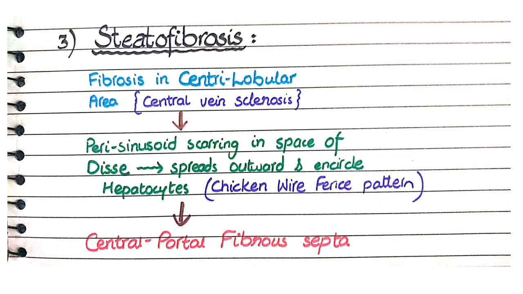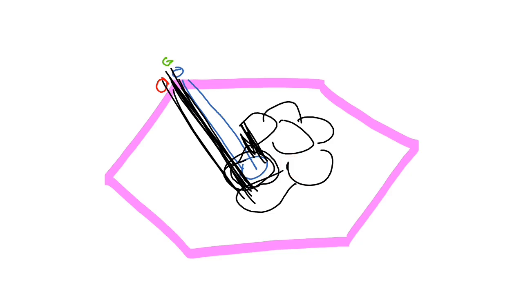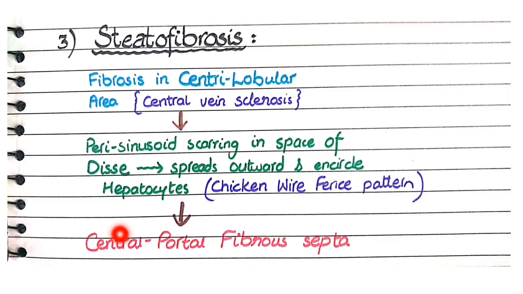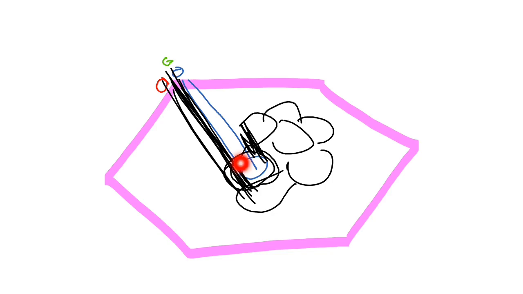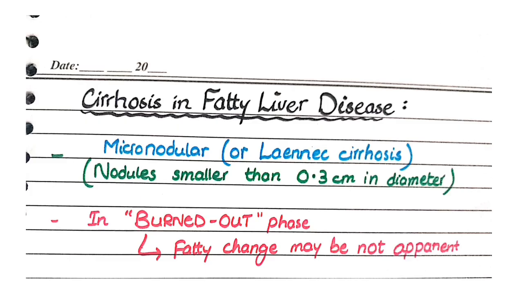Thirdly, you see steatofibrosis, in which the fibrosis first appears in the centrilobular area, then it appears in the perisinusoidal area, and this perisinusoidal scarring then spreads outward to encircle hepatocytes in a chicken wire fence pattern, and then the fibrosis progresses to the central to portal fibrous septa. And as the fibrosis progresses further, it results in cirrhosis. This cirrhosis is specifically micronodular or Laennec cirrhosis, in which the nodules are smaller than 0.3 cm or smaller than 3 mm. And at last we discussed that in burned out phase, the fatty change may not be apparent because there is so much extensive fibrosis that the earlier changes might not be apparent.